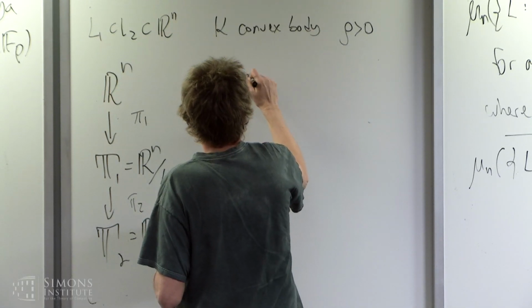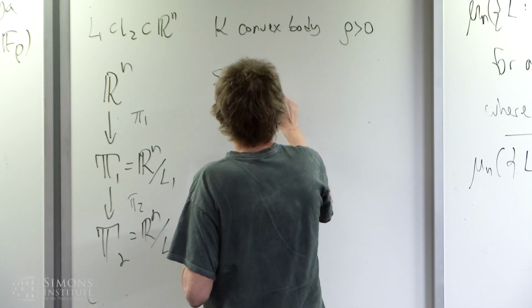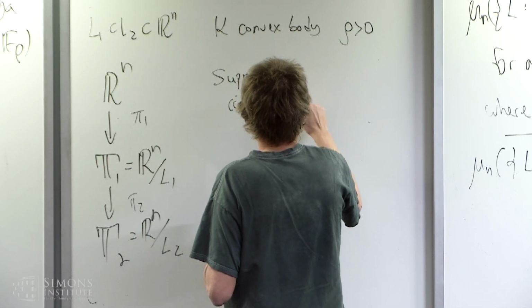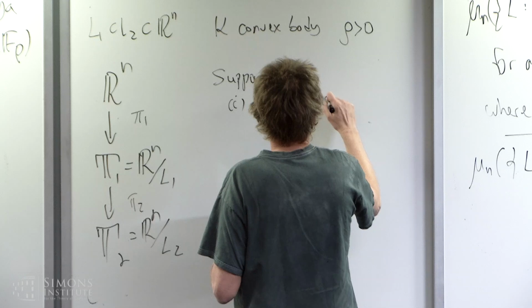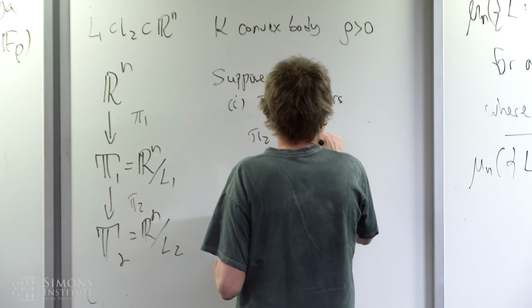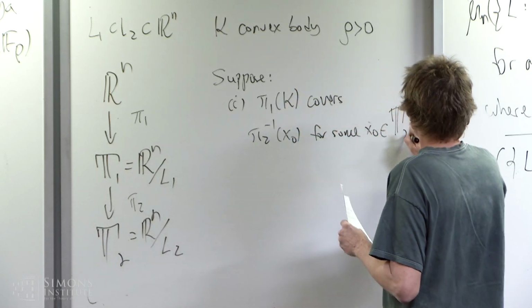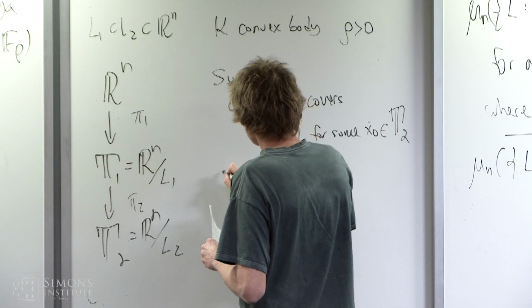And we make two assumptions. The first is that pi1 of K covers pi2 inverse of 0 for some 0 in the downstairs torus.